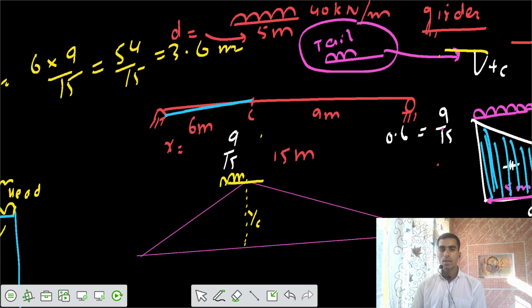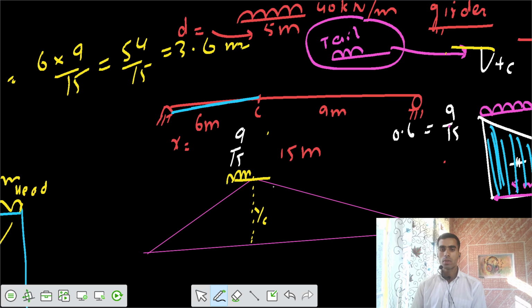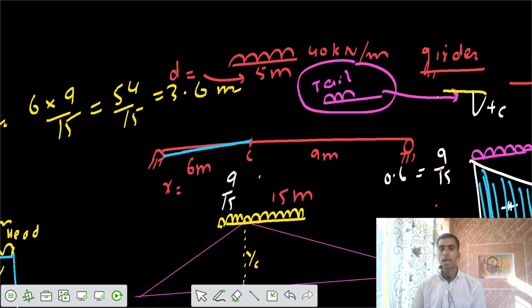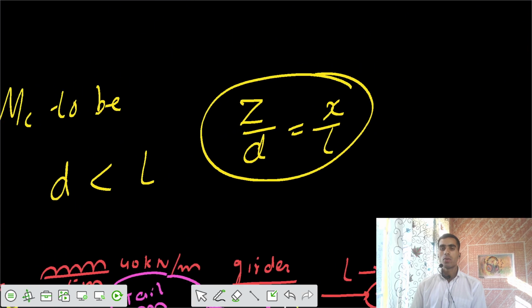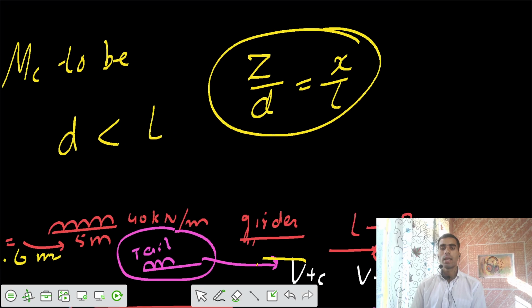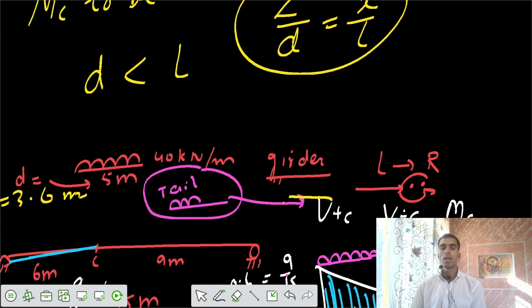But if I see from the logical perspective, because the area from this side is a bigger triangle, more loading should be kept on this side and lesser loading on this side. If I have this perspective, I can say that also. But I had to use this equation. Let's try to use this: Z by D equals X by L, and let's substitute those values.